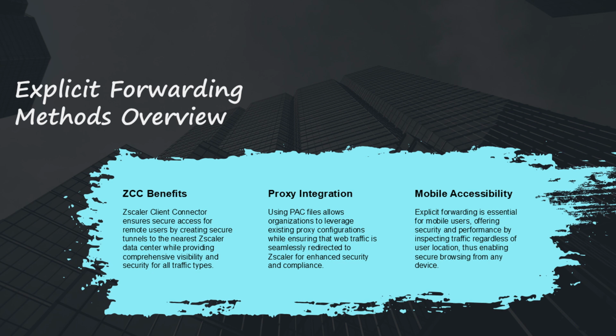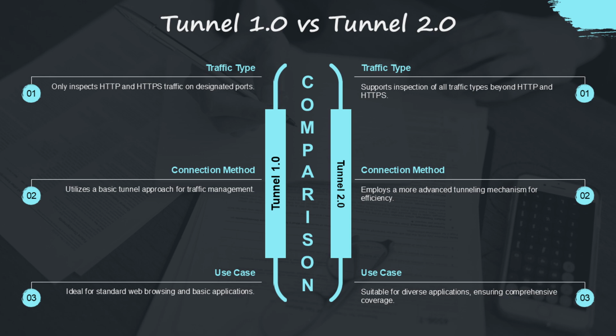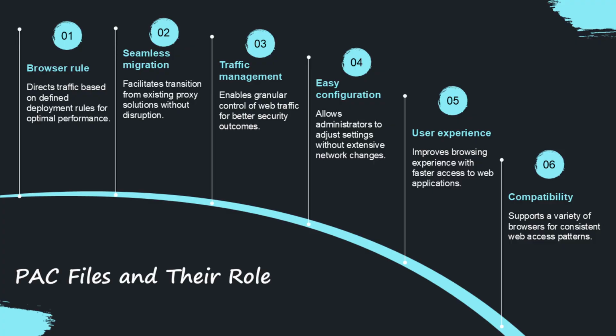For mobile users, remote workers, and those road warriors who are working outside corporate networks, explicit forwarding provides security regardless of location. The Zscaler Client Connector, or ZCC, is a lightweight agent installed on user devices that creates secure tunnels to the nearest Zscaler data center. ZCC offers 2 tunnel modes: Tunnel 1.0, which inspects HTTP and HTTPS traffic on ports 80 and 443, and Tunnel 2.0, which supports inspection of all traffic types.